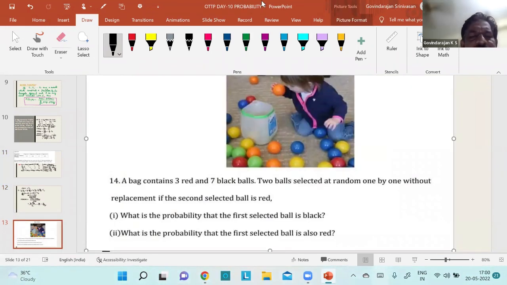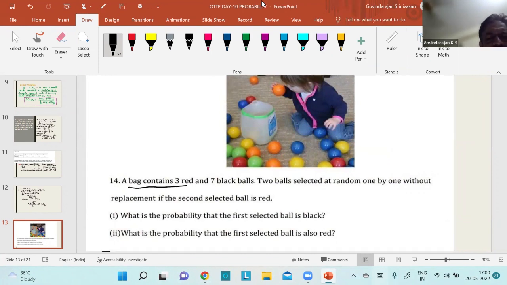A bag contains 3 red and 7 black balls. 2 balls are selected at random, one by one, without replacement. If the second ball selected is red, what is the probability that the first selected ball is black?